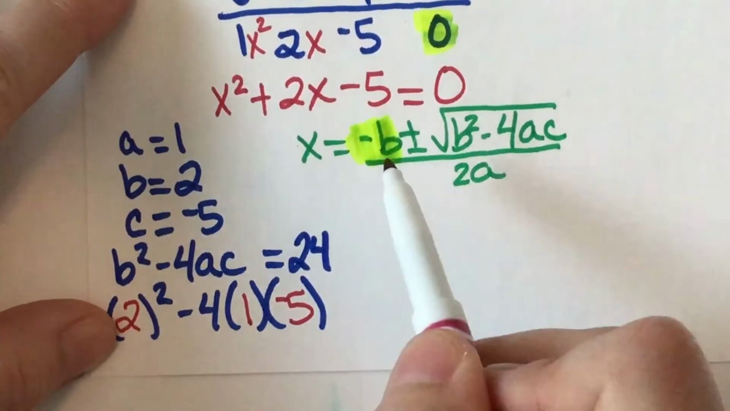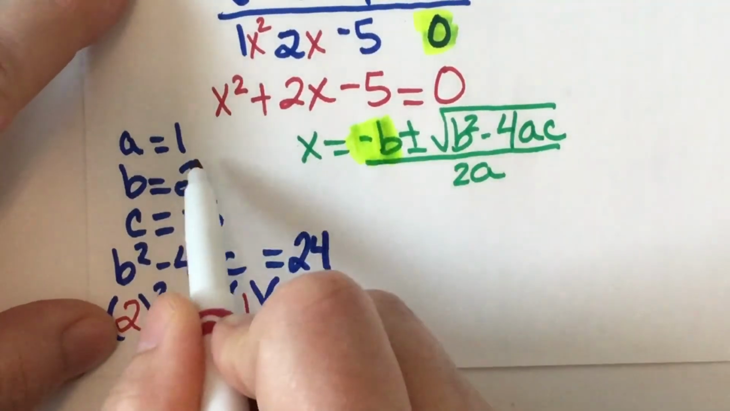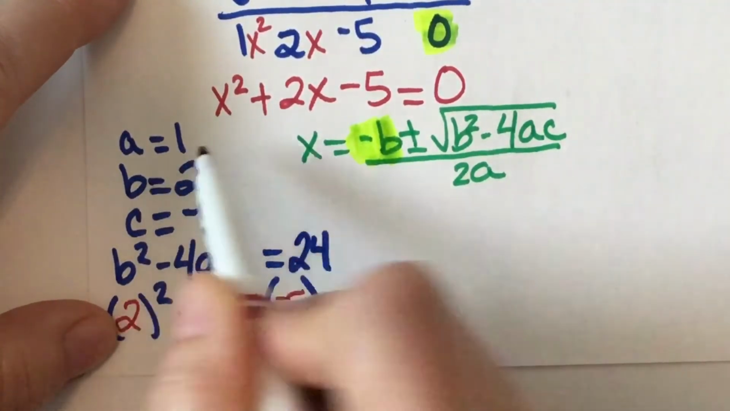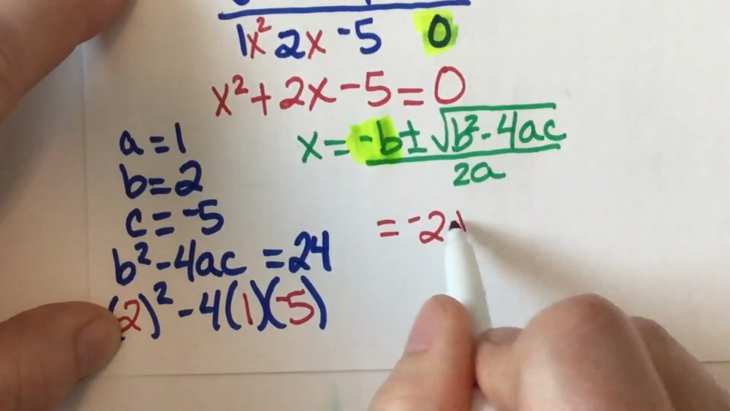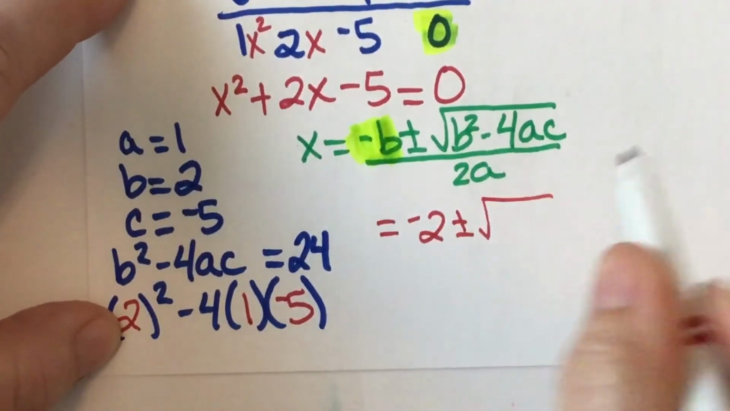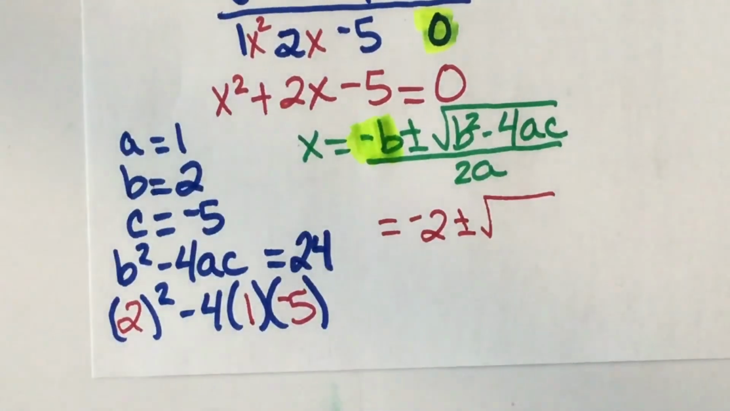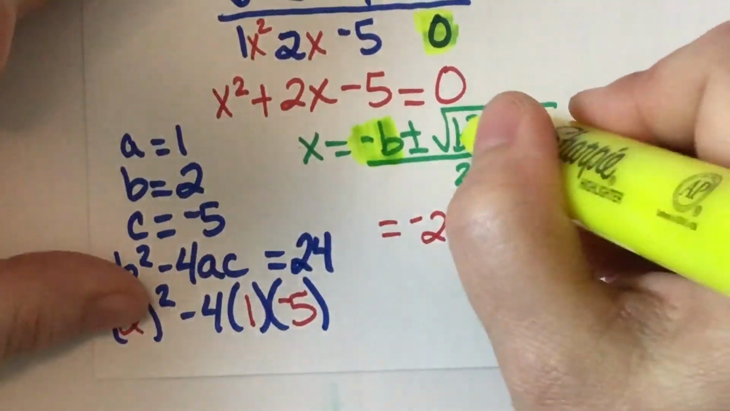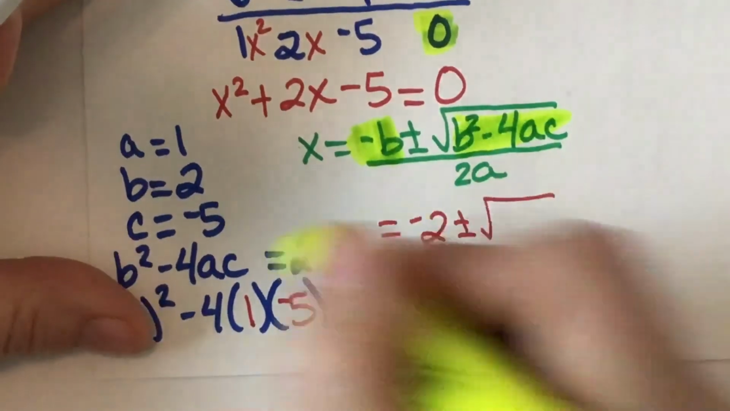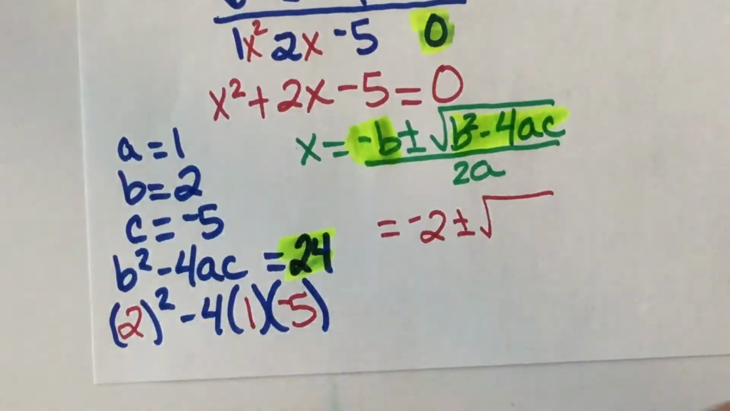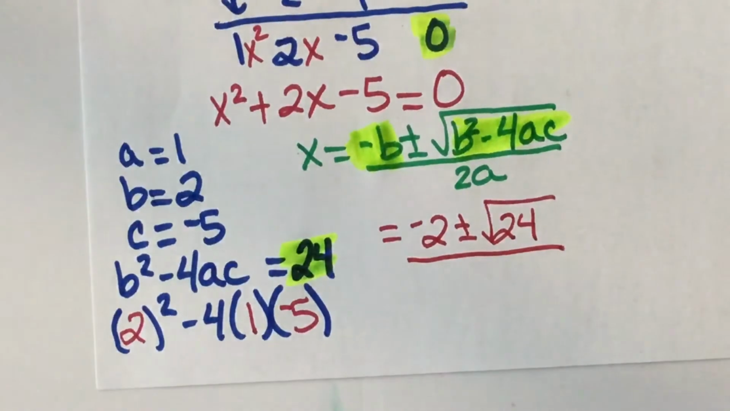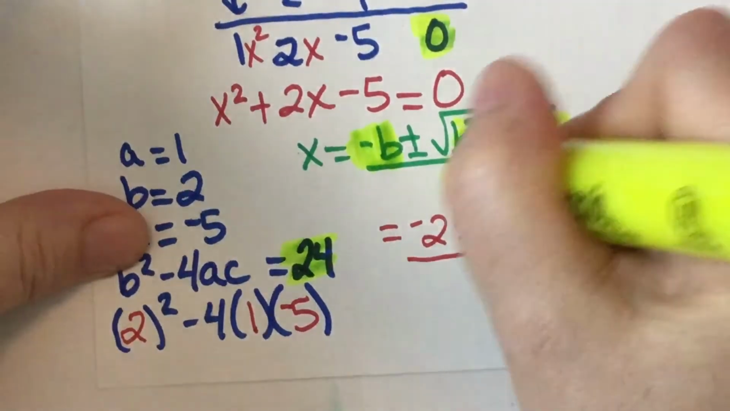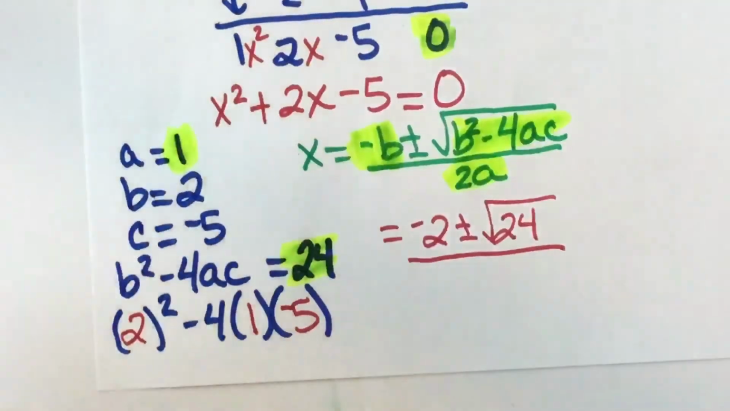All right, opposite of b. The opposite of a +2 is a -2. Put your plus minus. Put your square root. b squared minus 4ac. Who did we just find all of that to be? 24. Put your division bar. And then we need to take 2 times our a. So what do you get when you take 2 times 1?